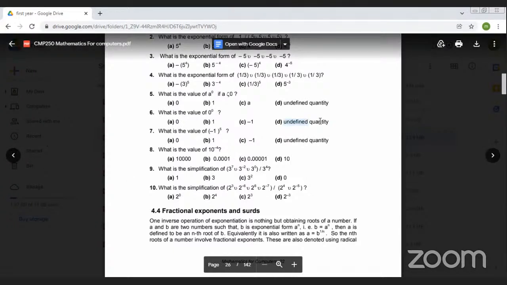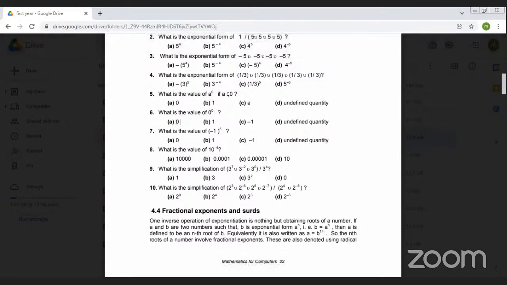Try to solve this sum, and I will ask this question in the next lecture. See, the options we have are either 0 or an undefined quantity. Will it be an undefined quantity or will it be 0?